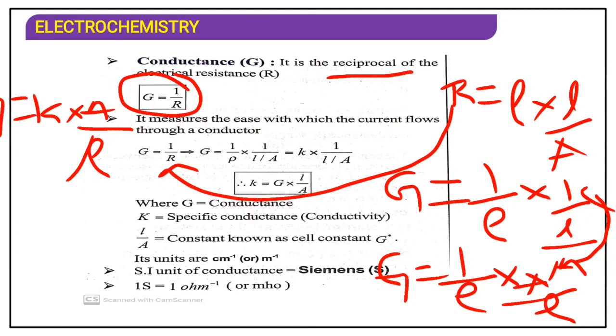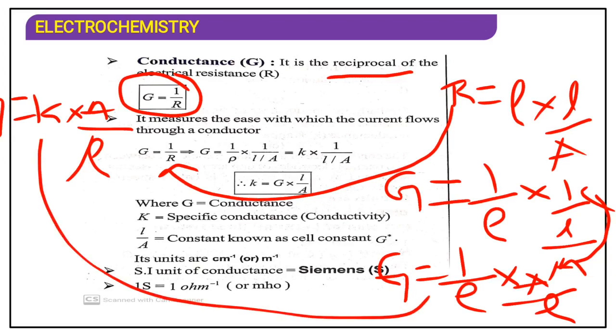What is the meaning of K here? K is nothing but conductivity, also called specific conductance. It is also pronounced kappa. Okay, I hope you understand. Here in the place of R we are substituting rho into L by A, that is, 1 by rho into 1 by L by A. That A will go up, it becomes A by L. In place of 1 by rho we are substituting K. Now G is equal to K into A by L.